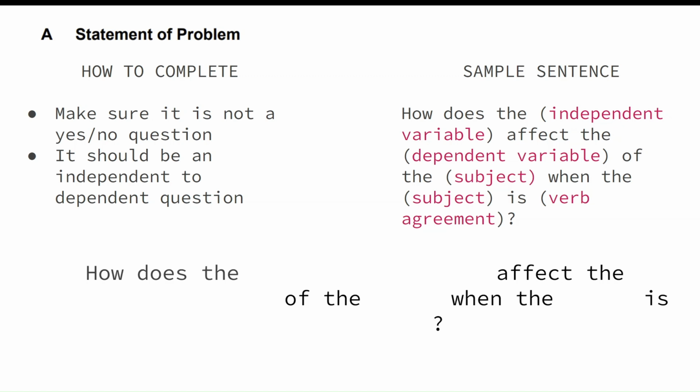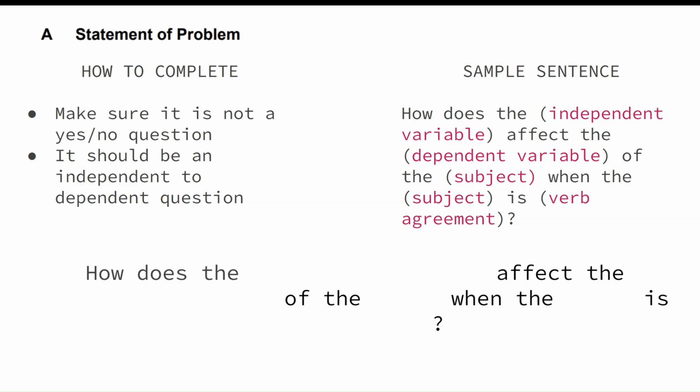as we go through. So our sample sentence for this is: how does the independent variable affect the dependent variable of the subject when the subject is something? That verb agreement is like an action. So now we're going to be forming a lot of actions, right? This is an experiment. So if we're talking about buoyancy, we may say, oh, this is how the independent variable affects the dependent variable of the ball when the ball is being sunk, something like that, right? So that's the verb agreement we have in here.